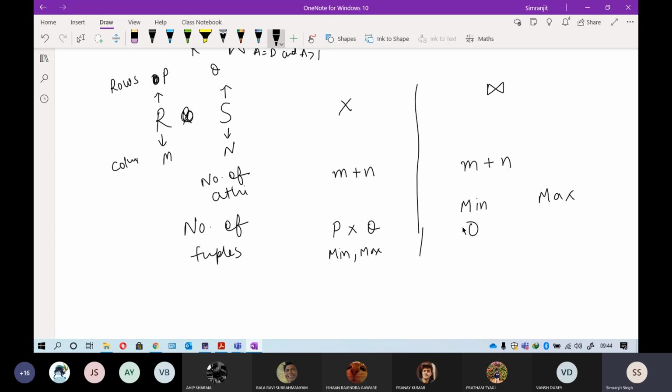Okay. So because when you are joining, everything is dependent upon the condition. The condition can also be set in such a way that it will not return any kind of a row, any kind of a tuple. So it can happen. That is why the minimum number of tuples that you can get is 0, and the maximum is always p cross q. There is no problem.